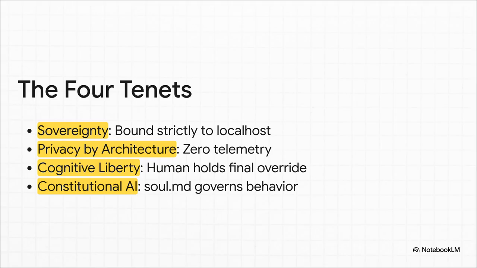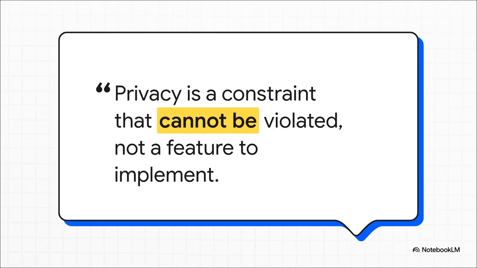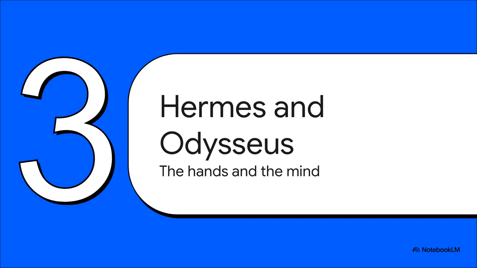And finally, number 4, constitutional AI. The system's behavior is governed by a core file called soul.md, which is kept completely safe from casual prompt overrides. Listen to this guiding philosophy from the source material, because it hits the nail on the head. Privacy is a constraint that cannot be violated, not a feature to implement. In standard apps, privacy is usually just a little toggle switch buried in some settings menu. But in Aora, it's the physical and architectural bedrock. If a task can't be done privately, it just isn't done at all. Period.